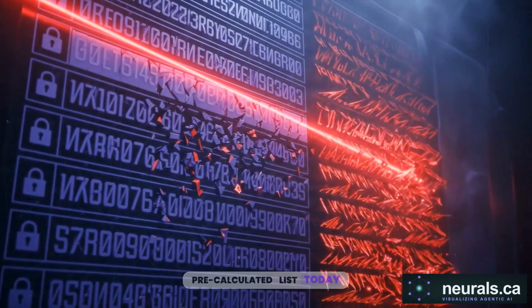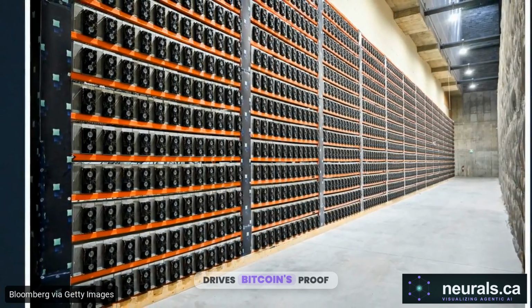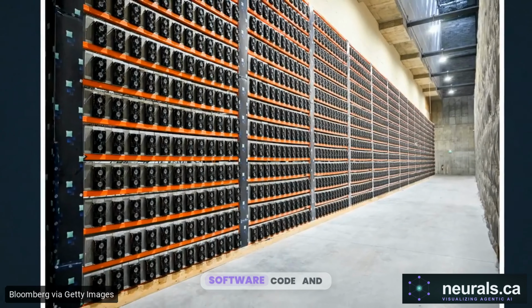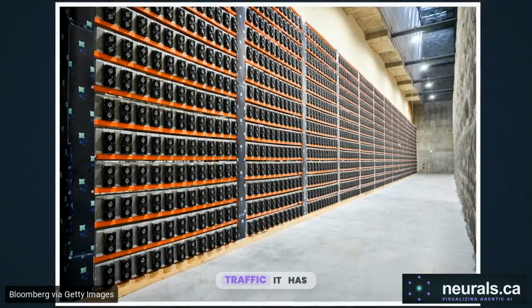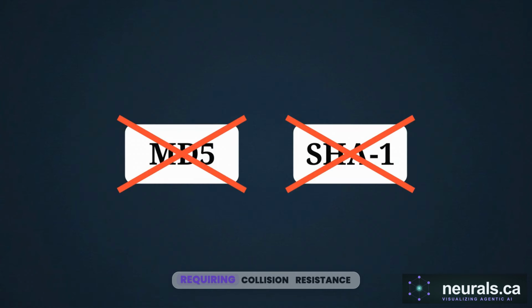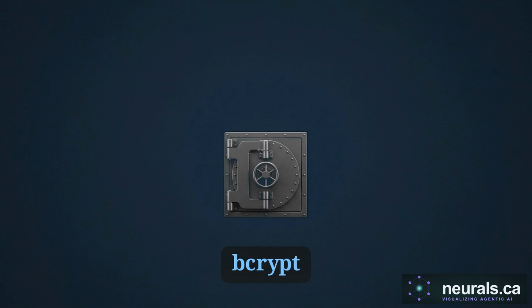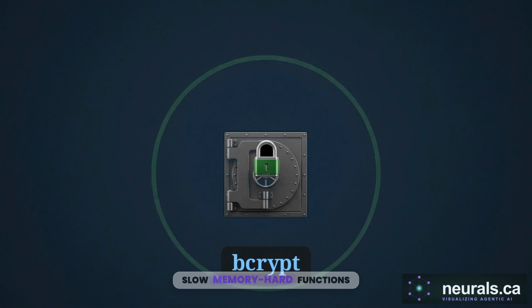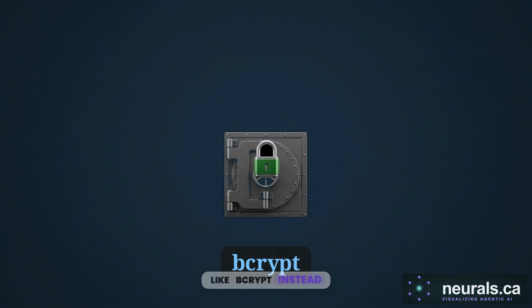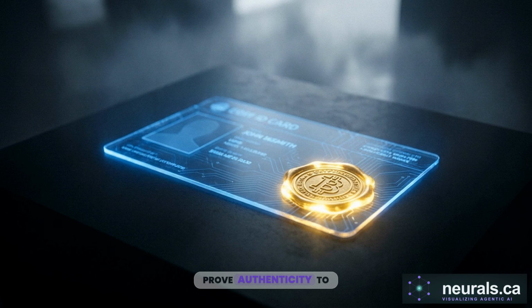Today, SHA-256 is the standard for securing the internet. It drives Bitcoin's proof of work, authenticates software code, and protects secure web traffic. It has clear limits. Avoid MD5 or SHA-1 for any task requiring collision resistance. Furthermore, never store passwords with bare SHA algorithms. Use slow, memory-hard functions like bcrypt instead. Remember that a hash proves data integrity, verifying that a file is unchanged. It doesn't prove authenticity. To prove who sent the data, you need a digital signature.